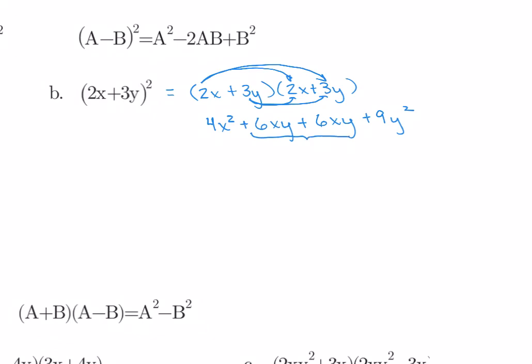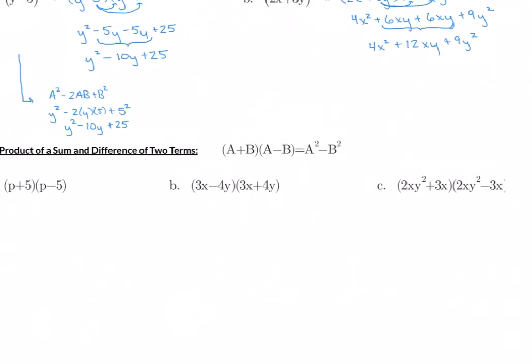We can combine our like terms, so we get 4x squared. We're going to bring that down. We add 6xy and 6xy, we get 12xy. And we bring down our 9y squared. All right, so that takes care of our square binomial.